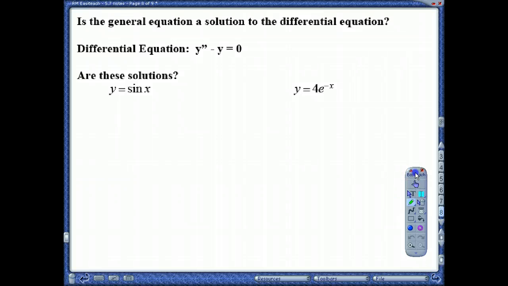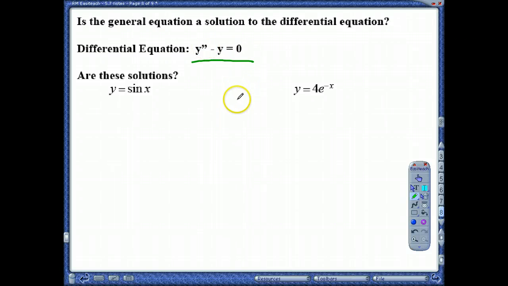Now the last thing we're going to do deals with, they give us a differential equation, and notice this is our differential equation because it has a derivative, and they're going to give us possible solutions. And they're going to ask us, is it a solution to our differential equation? And we're going to have to find out if it is or if it isn't. You're going to look at your differential equation as a guide. It's going to tell you what you have to do to this equation. So note, I have a second derivative here, so that means I have to take the second derivative here.